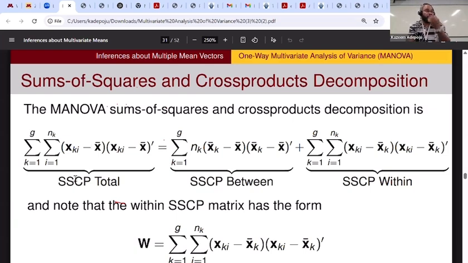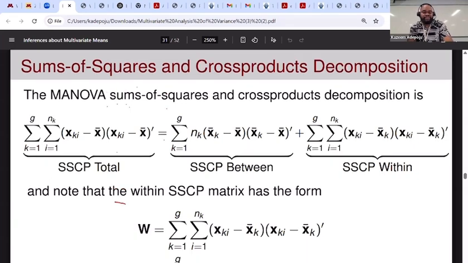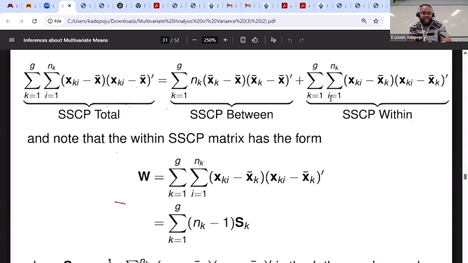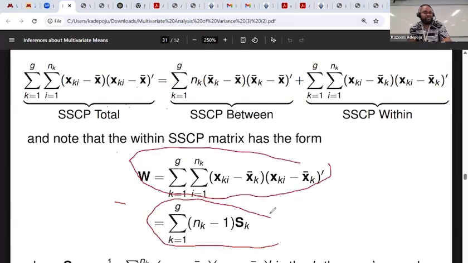So this is the total variation. This is explained, and this is unexplained. Because I want to write that in short form, I let W be this one, and I let this one be B. Please pay attention. This is going to give you a matrix. This is going to give you a matrix. This is also going to give you a matrix. So if I let W represent this, now mathematically speaking, this is also the same as this.